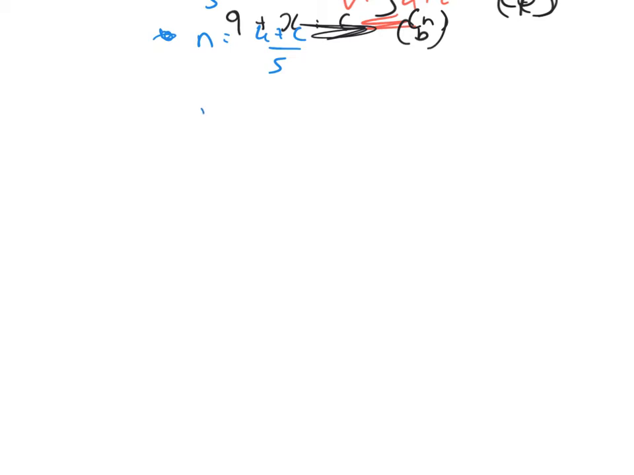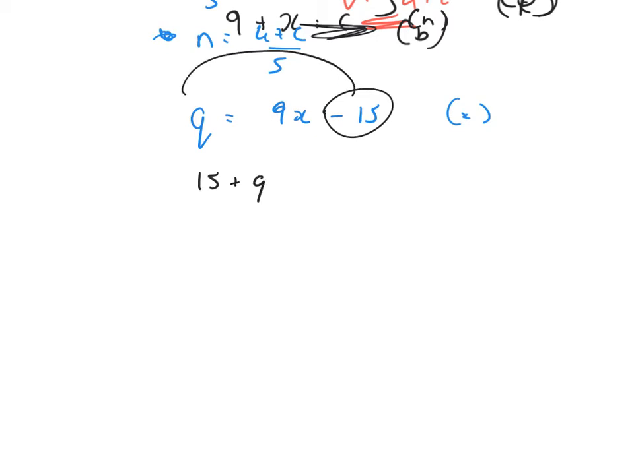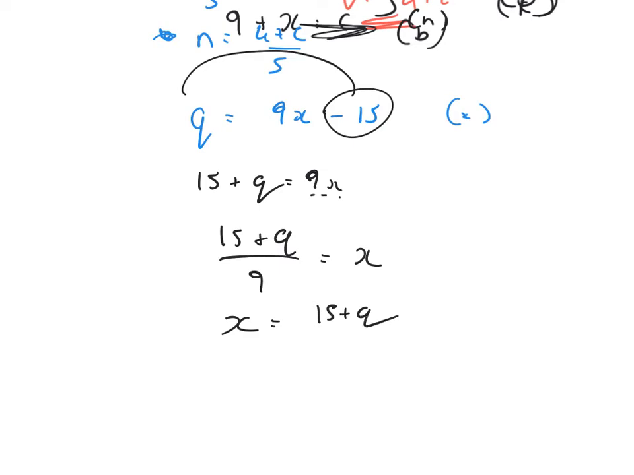Let's go for q equals 9x minus 15. We're going to change the subject of the formula to x. Okay, so the opposite of the minus 15 will be plus 15. 15 plus q equals 9x. 9 times x, the opposite of multiplying by 9 is to divide by 9. So 15 plus q divided by 9 is equal to x. Final answer.